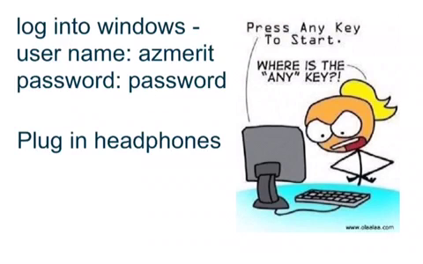First thing is, when you go to log into Windows, instead of using your usual username and password, you're going to use one that's specific for AZMerit testing. So the username is AZMerit, A-Z-M-E-R-I-T, and then the password is just password. Once you log in, go ahead and plug in your headphones.